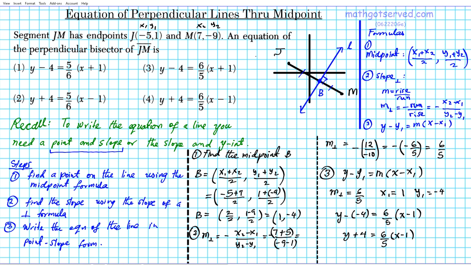All right, so ladies and gentlemen, that's the equation of the line. That's a perpendicular bisector of the segment that goes through these 2 points. So the equation of this line, this blue line L, is y plus 4 equals 6 over 5 times x minus 1. Okay, answer is option number 4.